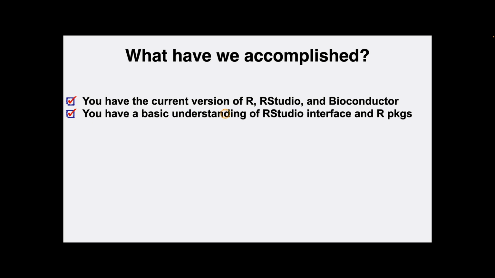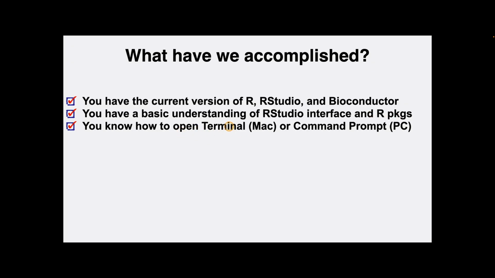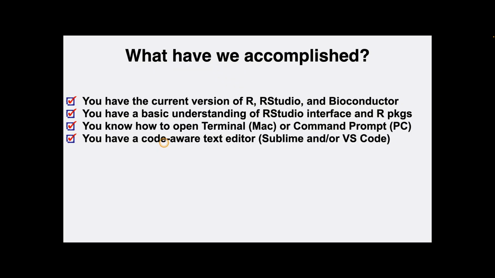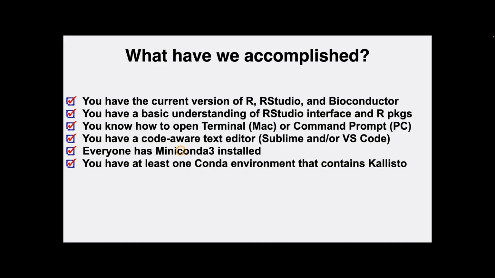You should have a basic understanding of the RStudio interface and the notion of R packages, something we'll be spending a lot of time talking about and working with throughout this course. You should know how to open your terminal if you're on a Mac, or the command prompt or related applications if you're on a Windows machine. And you should also have a code-aware text editor installed, and I suggested either Sublime or Visual Studio Code or both. Everyone should have Miniconda 3 installed on their laptop, and you would have used this software, Miniconda, to create at least one Conda environment that contained at least Callisto.